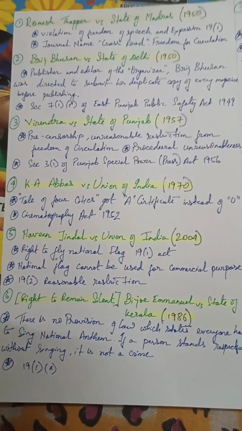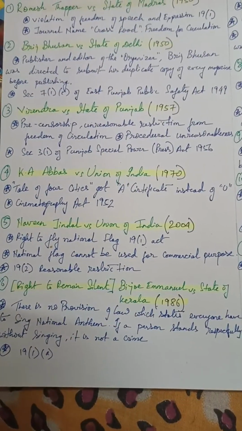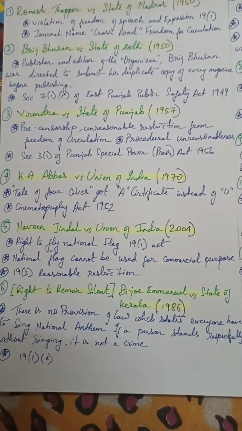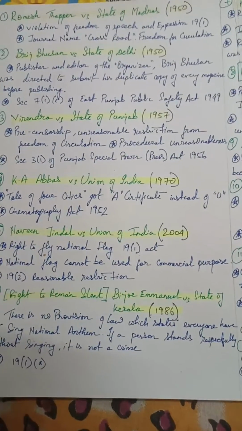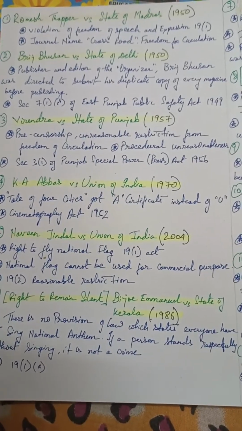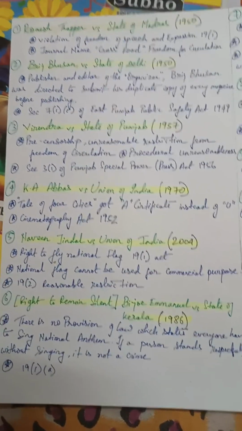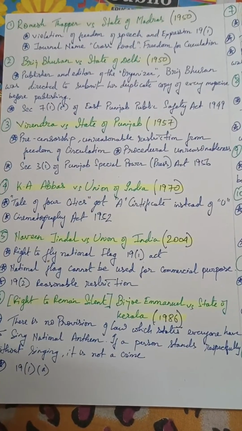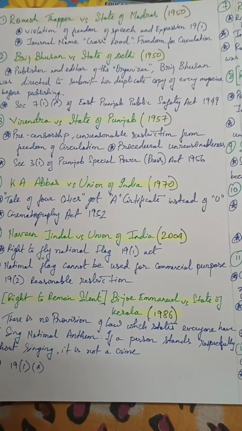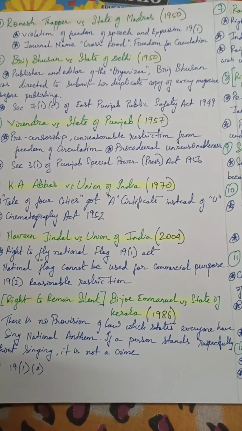it happened in 1957. Pre-censorship, unreasonable restriction, same thing, freedom of circulation. The facts are that this case involved two newspapers, which we have to remember: the Pratap, which was in Urdu, and the Veer Arjun, which was in Hindi, published from Jalandhar and simultaneously from New Delhi, under editors or publishers including Virendra and K. Narendra. Their editorial stance supported the Save Hindi agitation amidst rising communal tensions in Punjab over linguistic reorganization.